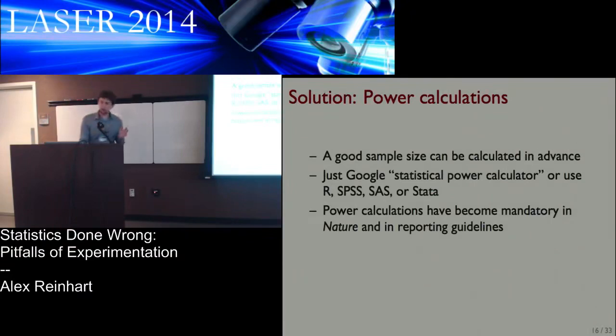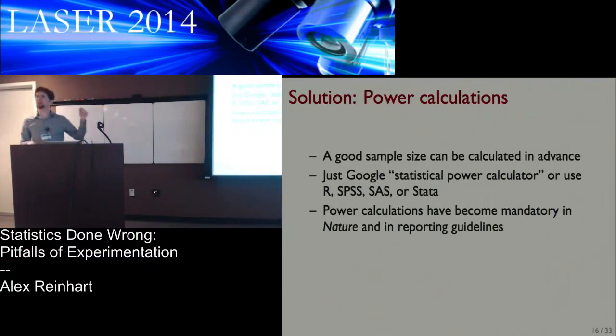So a good sample size can be calculated in advance, like I did in a couple of these examples. You can Google for statistical power calculators. All the big statistical software packages know how to do it, except for Excel, I think. There may be plugins for it. Excel doesn't know it natively. And power calculations have become mandatory in some journals. So for a long time, for instance, in Nature, nobody reported power at all. But now Nature's put a checklist. They said, if you want us to believe your study, here are the things you need to put in the report so we can evaluate it. One of the first things on the list is how did you choose your sample size?